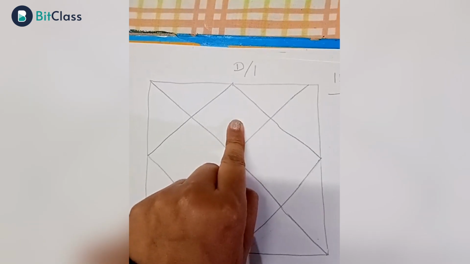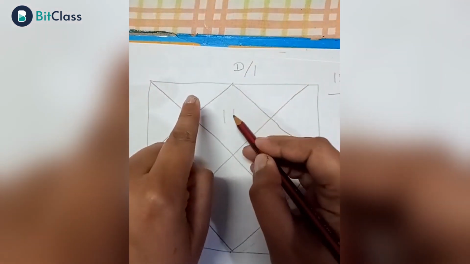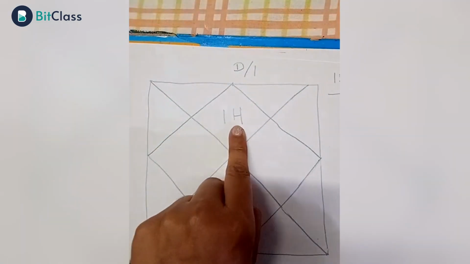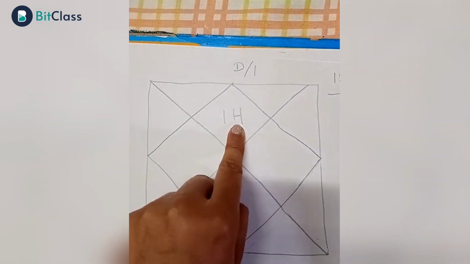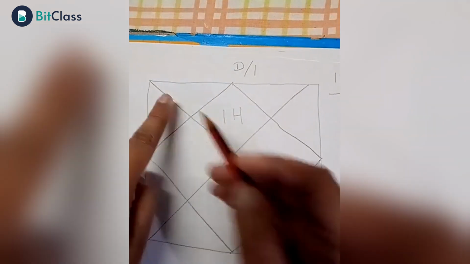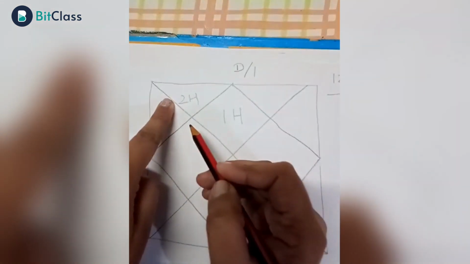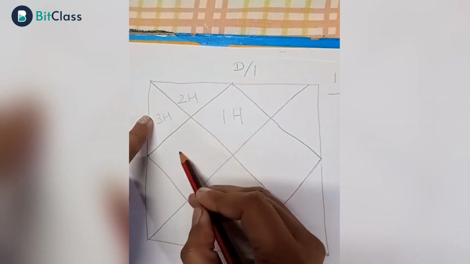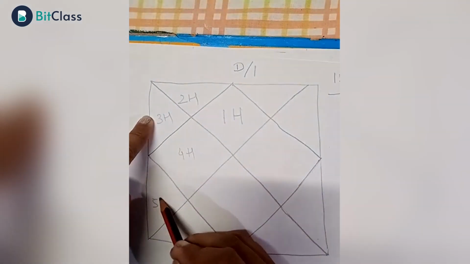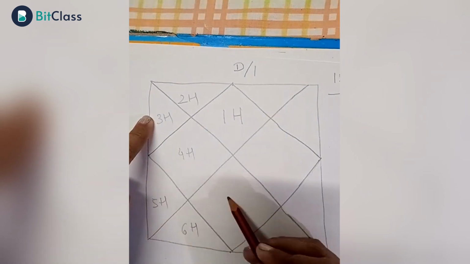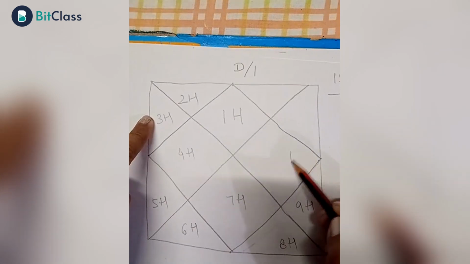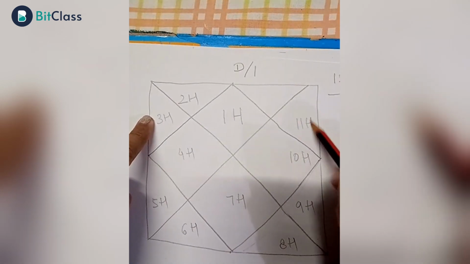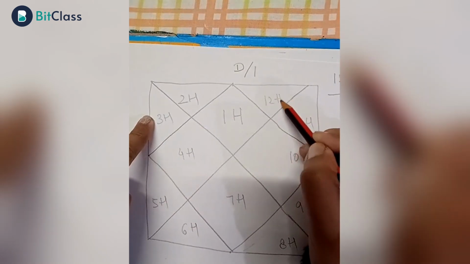This is house number 1. So for your reference, write 1H. This is the first house. And every house has a meaning. Every house has a signification that I'll be telling later. Now start moving anti-clockwise. First house, now second house. Third. Fourth house. Fifth house. Sixth house. Seventh. Eighth. Ninth. 10th. 11th and 12th.